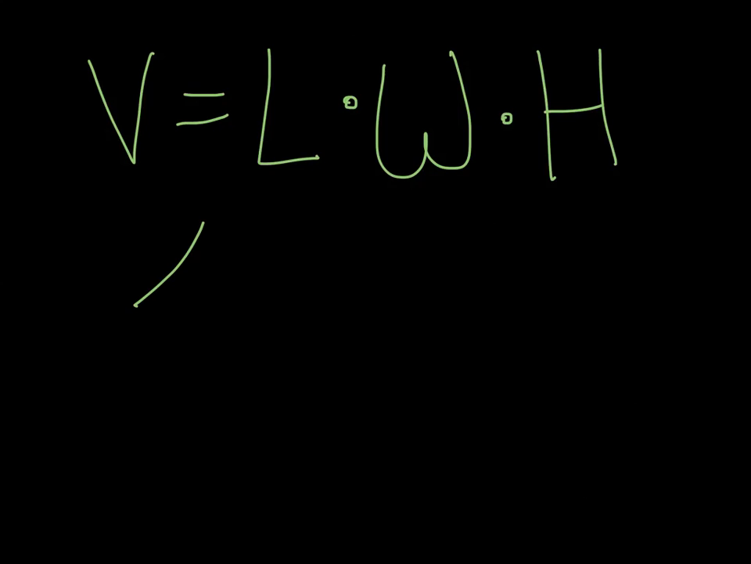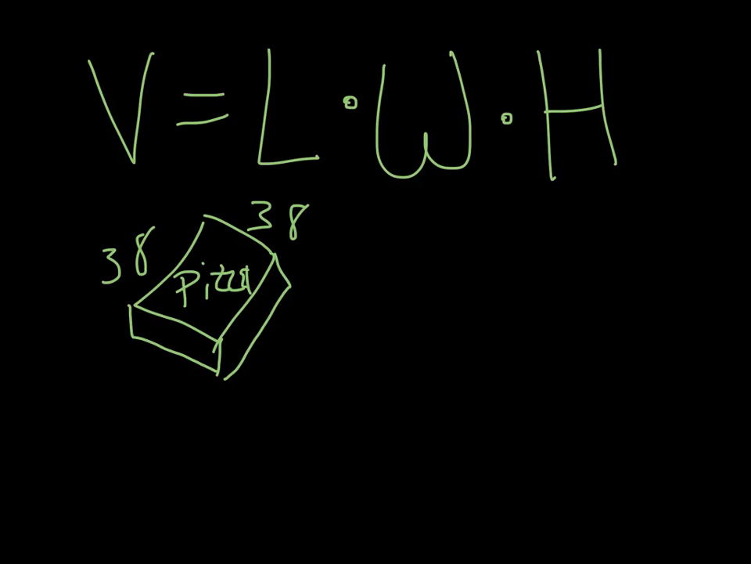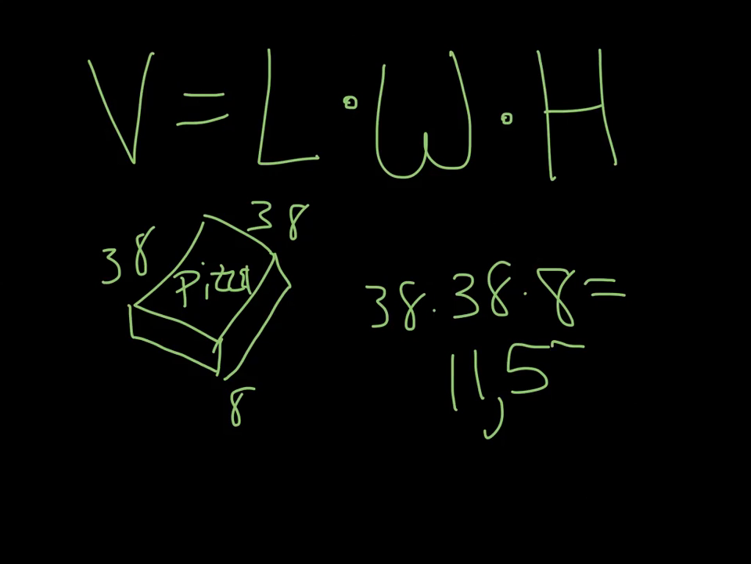For example, if we have a pizza box, see my bad drawing here. Okay, pizza. And it is 38 by 38, and its height is 8 centimeters, then what you're going to take is 38 times 38 times 8, and you're going to get 11,552. Never forget to put on your label. Your label in this case would be centimeters cubed, because we've taken 3 measurements cubed, so we're going to have that 3 there.